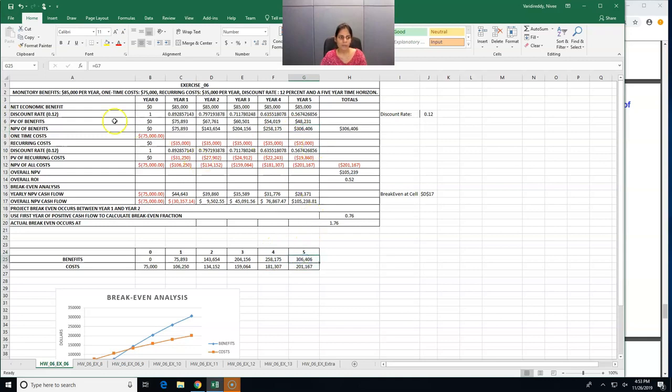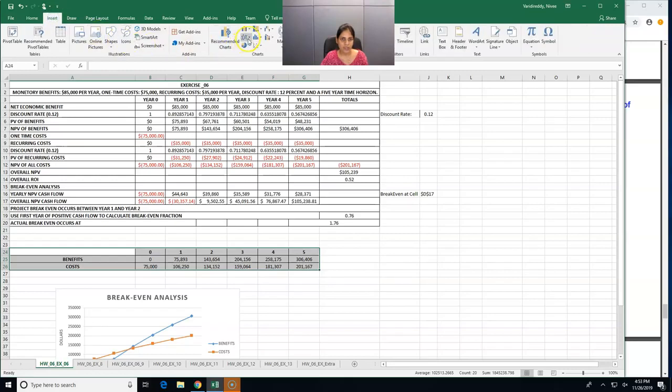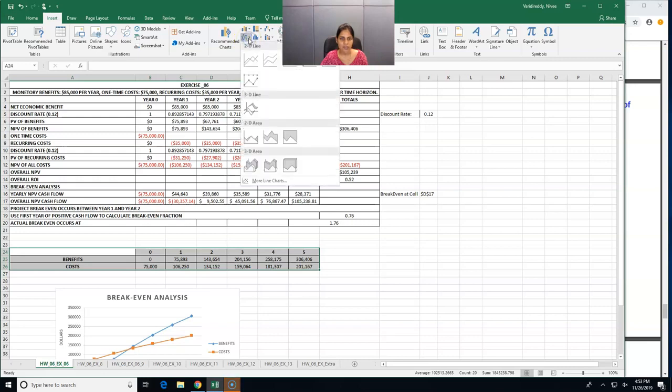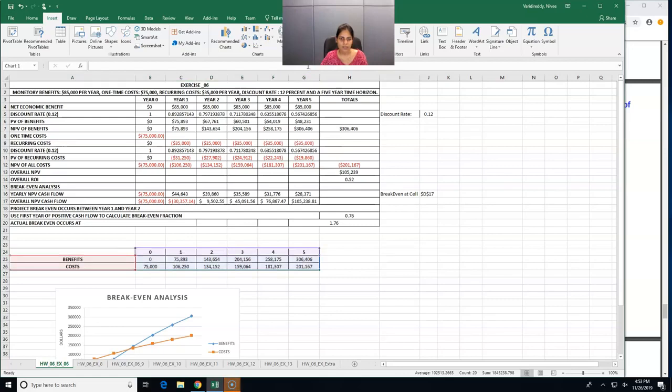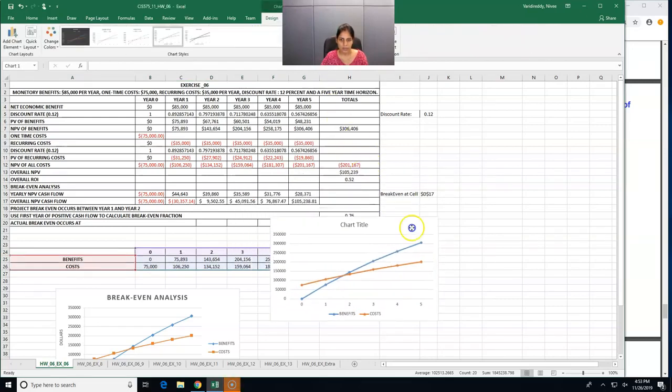So using these NPV of benefits, I've copied them in benefits, and in costs, I've copied the NPV of all costs, but as absolute values because I don't want negative values in the graph. I've copied this here, and then you can select this and go to Insert, and you can find over here line charts. You can click on this and select anything as you wish. Okay, so you'll arrive at this.